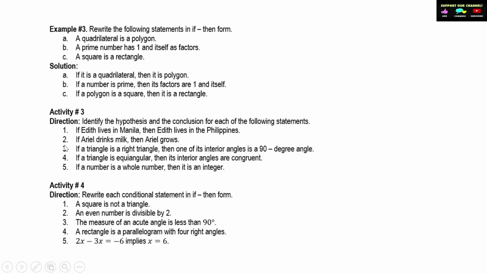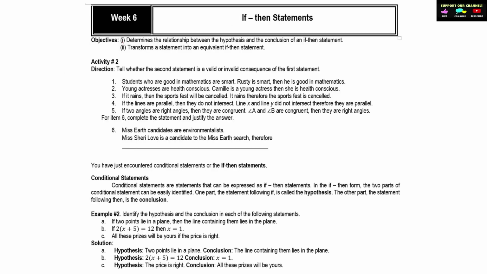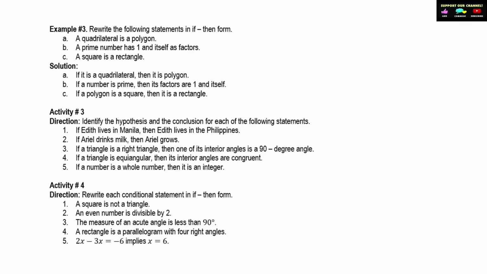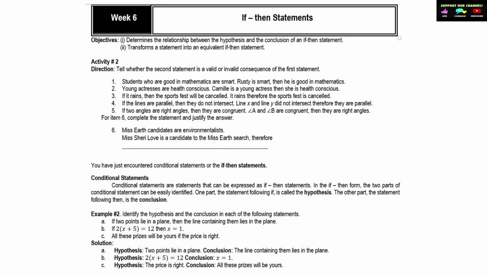For activity number 3, again the solution or the answers for activity number 3 are found in the answer key box. Okay, activity number 3, this one. Identify the hypothesis and the conclusion for each of the following statements. If Edith lives in Manila, then Edith lives in the Philippines. So where is the hypothesis now? So Edith lives in Manila, and the conclusion, Edith lives in the Philippines.